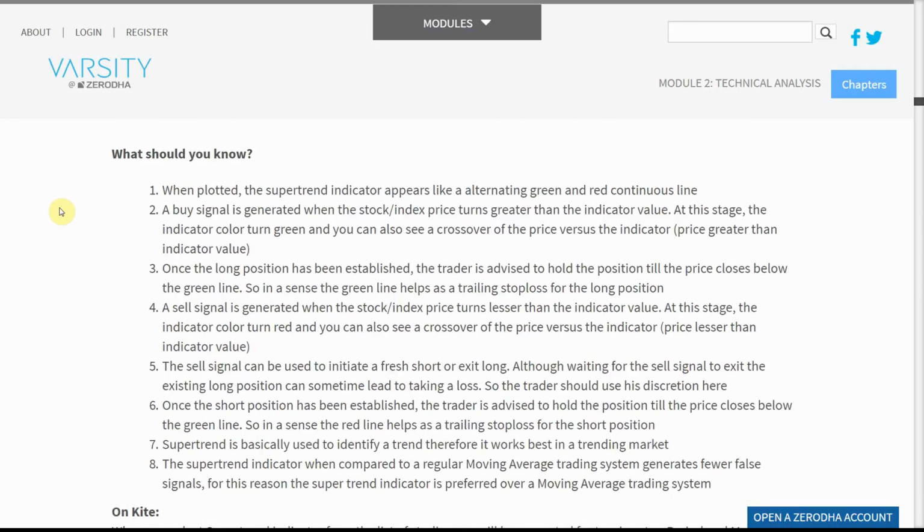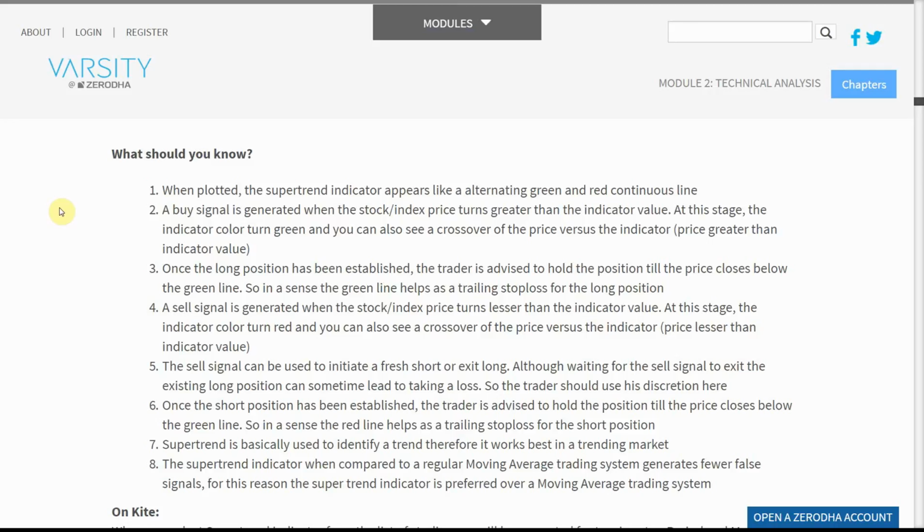What should you know? When plotted, the supertrend indicator appears like an alternating green and red continuous line. A buy signal is generated when the stock index price turns greater than the indicator value. At this stage, the indicator color turns green and you can also see a crossover of the price versus the indicator, price greater than indicator value. Once the long position has been established, the trader is advised to hold the position till the price closes below the green line. So in a sense, the green line helps as a trailing stop loss for the long position.